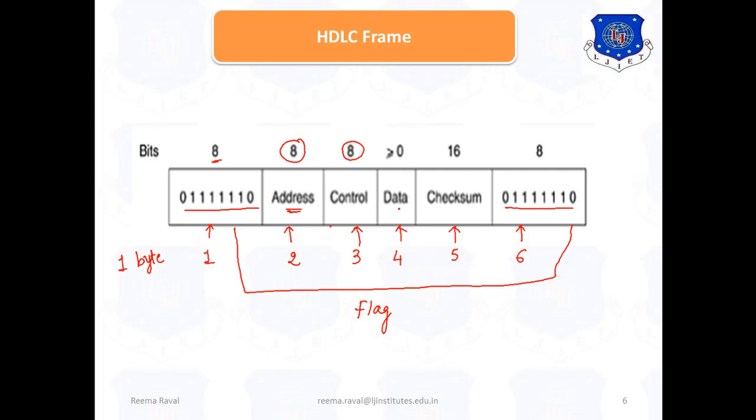Then the fourth field is the data field, which has the payload, which carries the data from the network layer. The length may vary from one network to another, so it will be greater than or equal to 0 bits. So this field is variable, not fixed. Then the next field is the checksum field, which is of 16 bits, that means 2 bytes. This is for error detection purposes. So this is the HDLC frame structure.